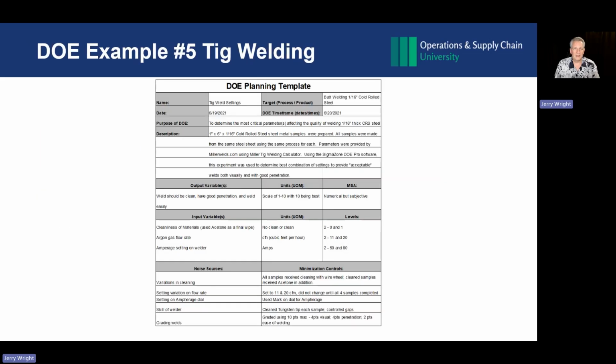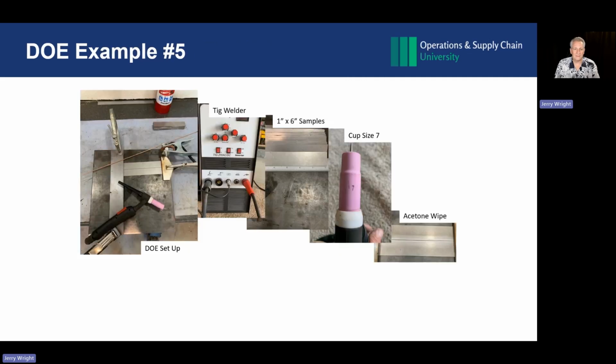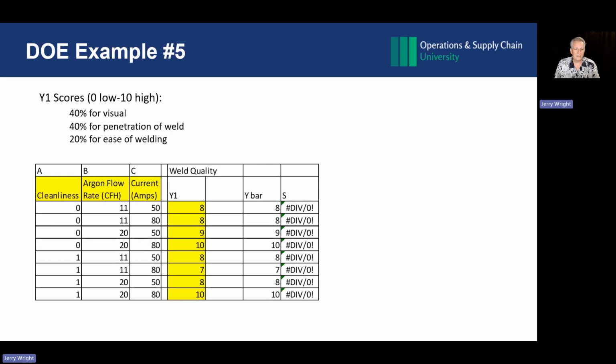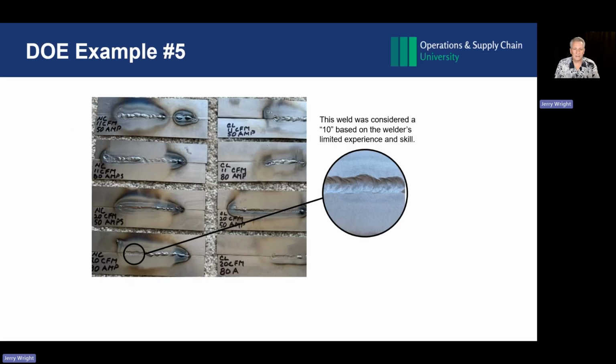Here's one more, TIG welding. So doing tungsten inert gas welding to see how the inputs affected the result. Cleanliness of material was an input, argon gas flow rate, and then amperage setting on the welder were the key things looked at. So again, here's the setup visual for this particular design of experiments. Now you can see here cleanliness, argon flow, and current amps, and you can see the weld quality.